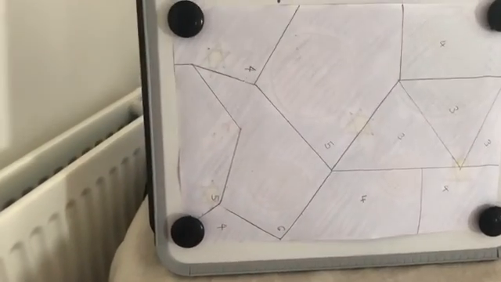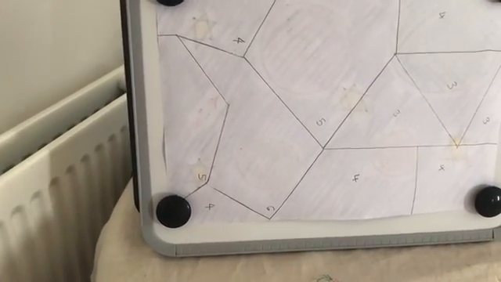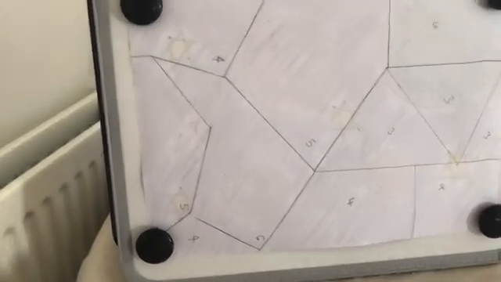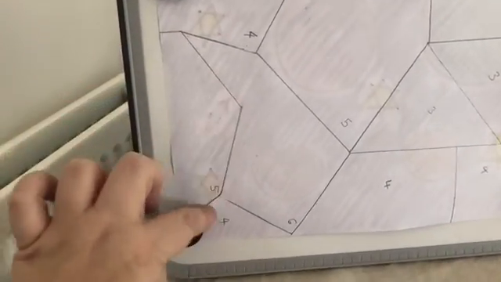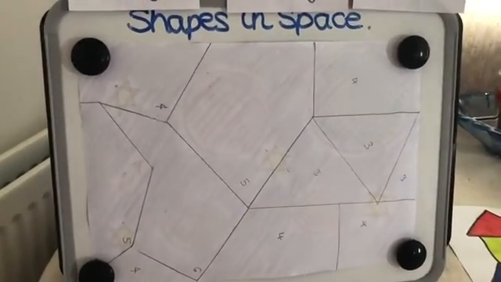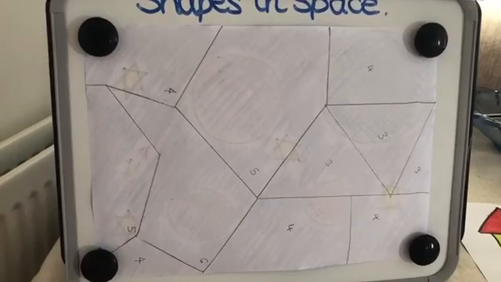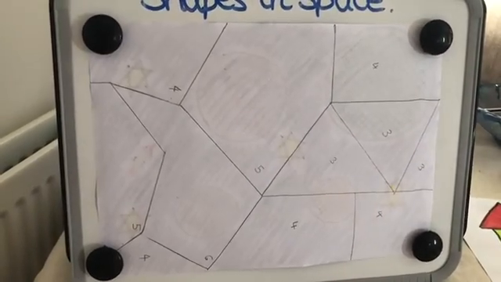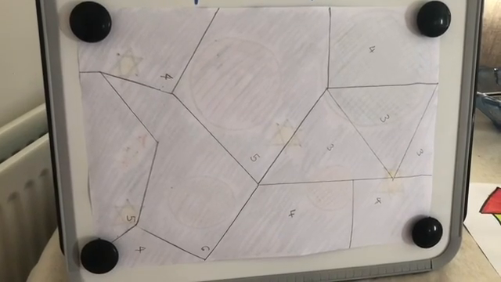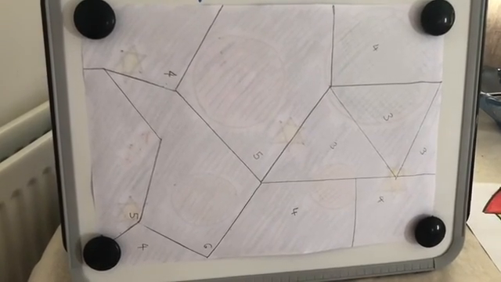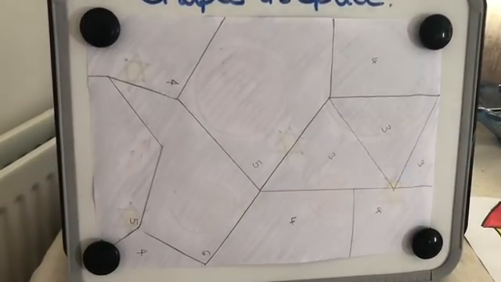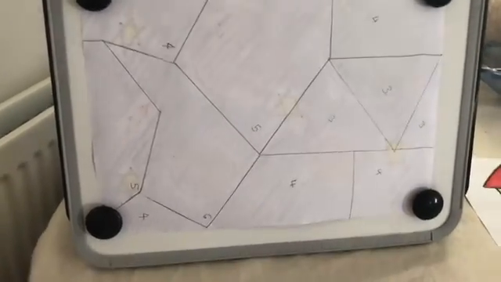This is not a regular hexagon. The sides do not equal the same. I've done the same here with a pentagon. 1, 2, 3, 4, 5. Again, it is not a regular pentagon. You can draw whatever shapes you want on the back, as long as you're happy with them, because this is going to make your puzzle. So the smaller the shapes, the tougher the puzzle. However tough you want to make your puzzle is entirely up to you.